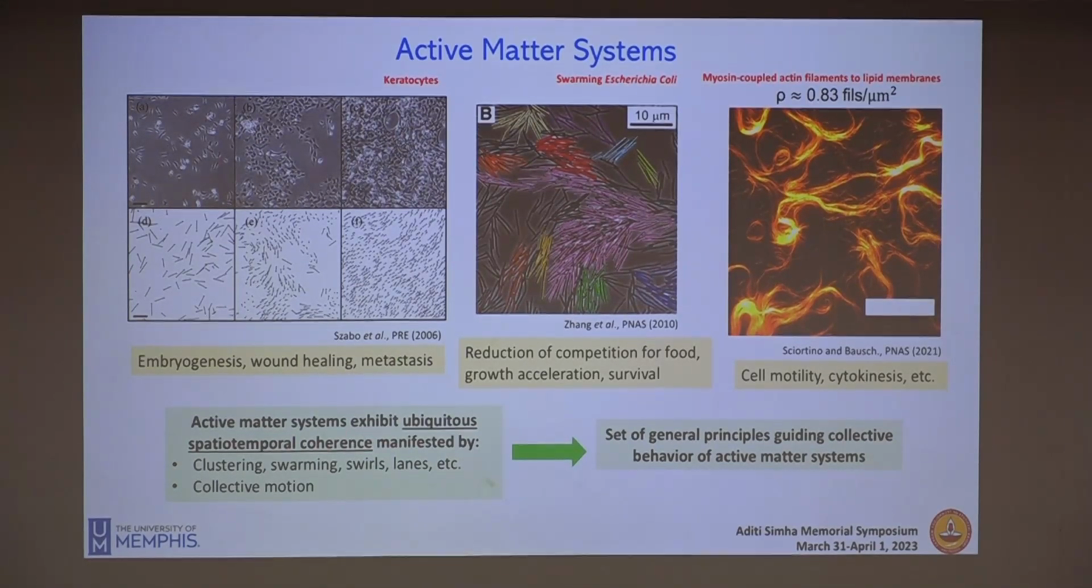So active matter systems exhibit a generic spatio-temporal behavior or coherence, which is typically manifested by clustering of the units that make up the system and collective motion of the particles. Because there is this generic behavior, as physicists we look at these systems and try to think about the general principles that allow for this behavior. From a theoretical point of view, that has meant developing models with a minimum number of parameters.